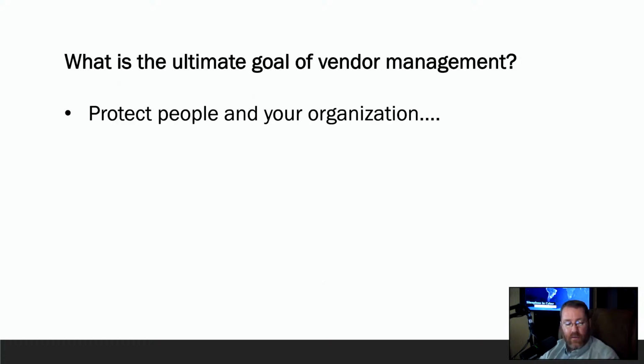So, what is the ultimate goal of vendor management? Well, we talked about it earlier. It's protecting your people and protecting your organization. And how do we do that? Well, we're requiring certain things from the vendor, or certain things from the organization, and putting that in a document, so you know how things are going to happen in case there's an incident, or otherwise how you're doing your work. How are you getting services or product from that vendor, and how are you providing that? All those pieces come into play when you are doing your vendor management correctly.